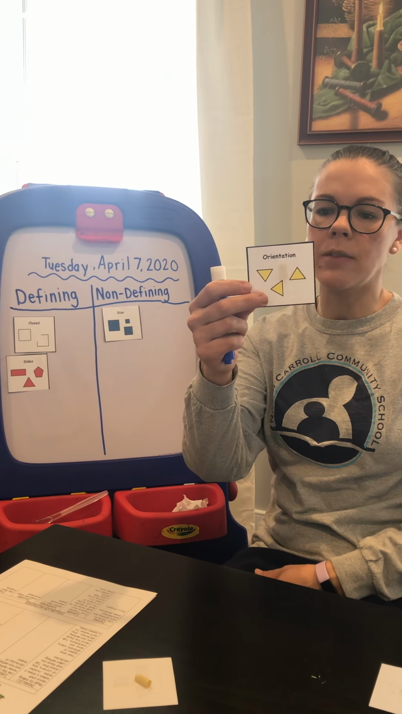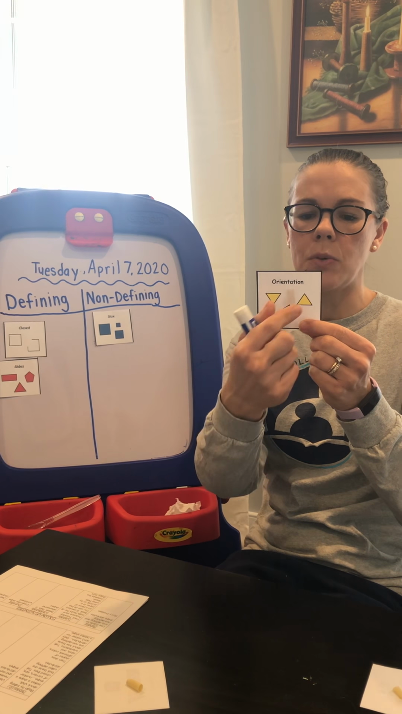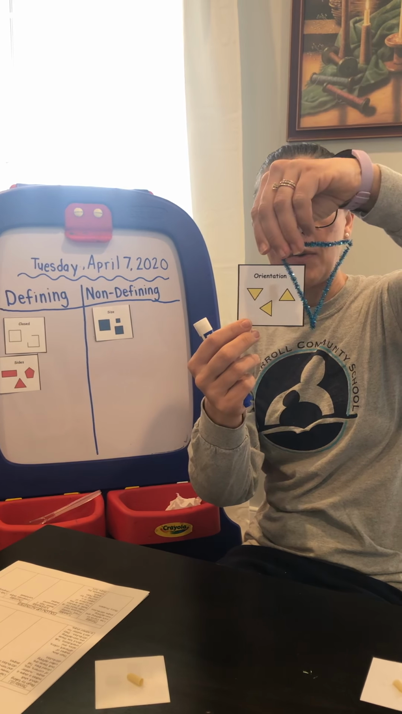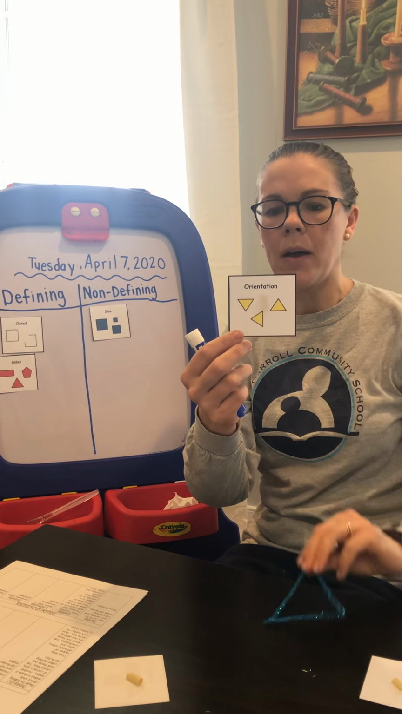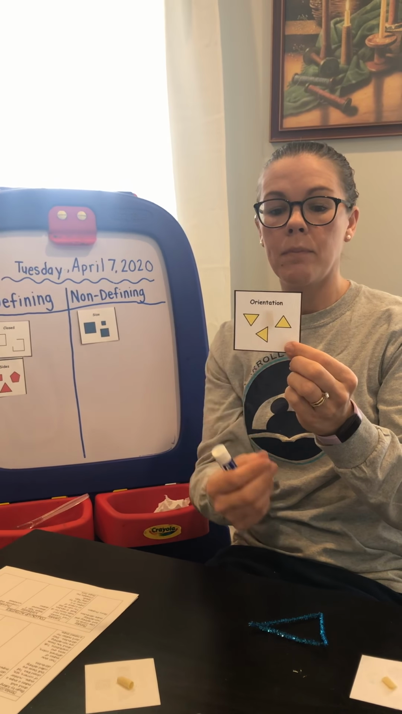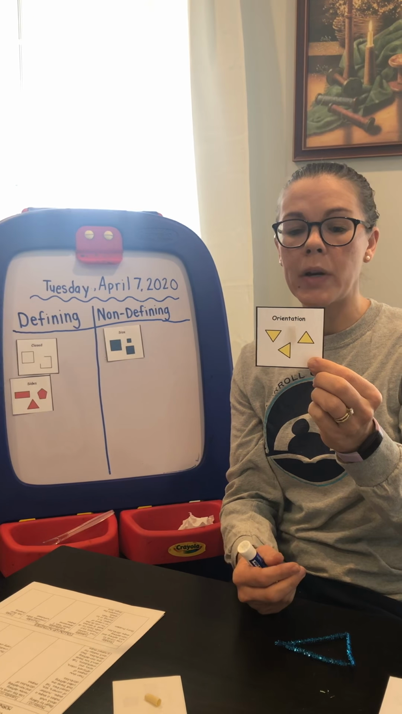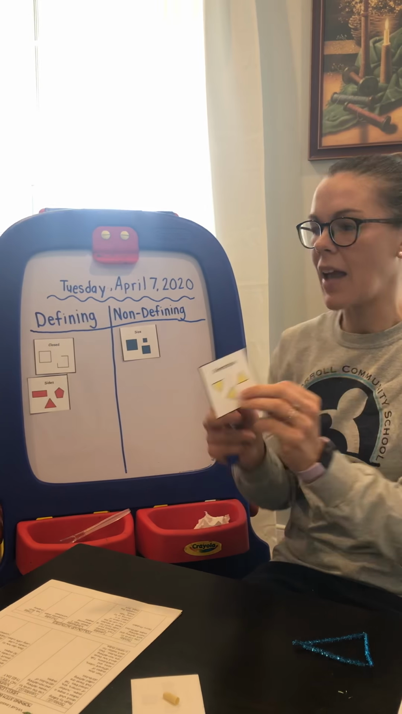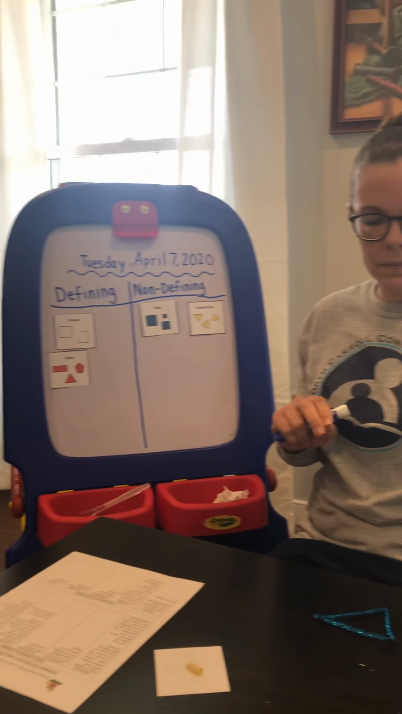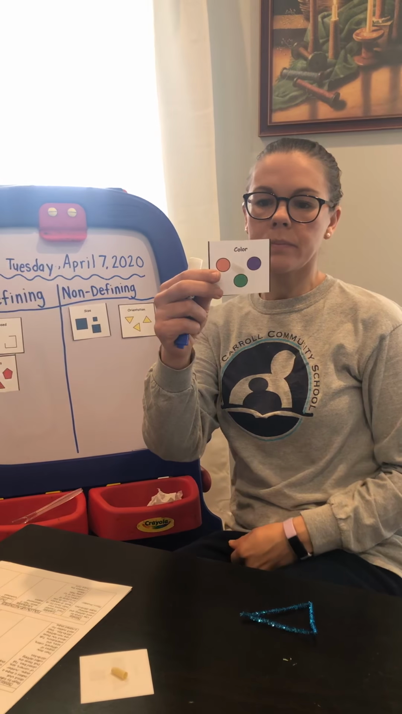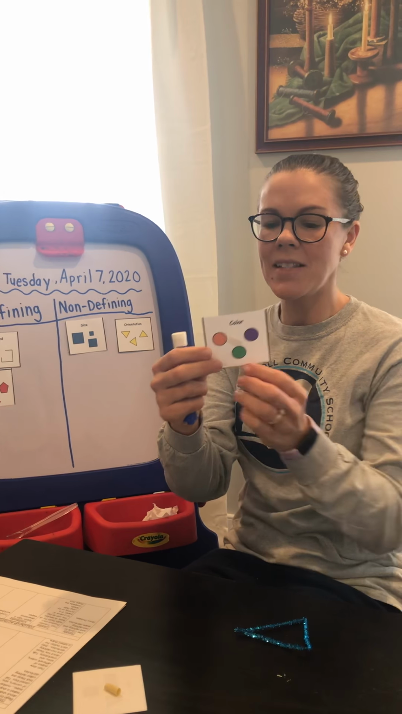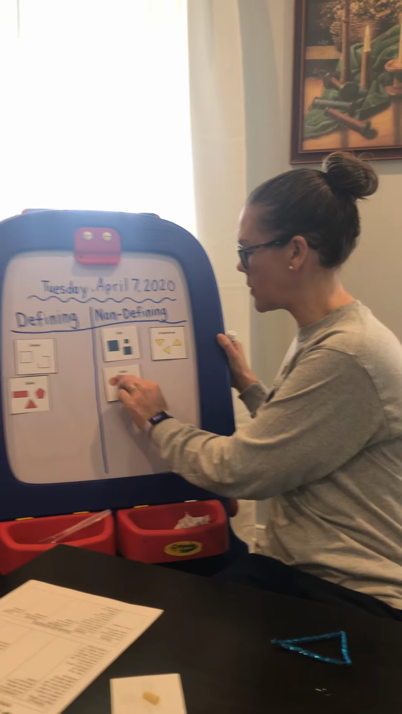Orientation or direction of a shape. Here we have 3 triangles, 1, 2, 3. And in case you can't see, one's this way, one's upside down, and one's this way. But what defines them are those 3 closed sides and those 3 corners. The direction or the orientation is a non-defining attribute. So we're going to put that over here with this guy. Color. Does it matter what color my shapes are? It does not. That's a non-defining shape attribute.